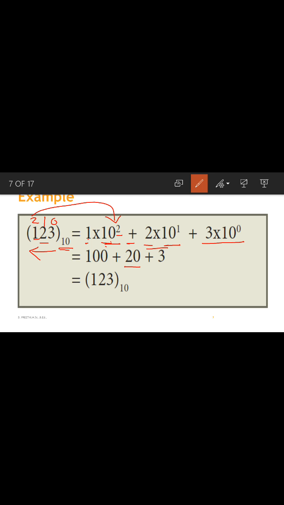The next is 3 into 10 power 0. 10 power 0 is 1, so 1 into 3 is 3. So the 3 will come here. Now we have to add all three numbers. So 100 plus 20 plus 3 is 123 to the base 10. Always we have to represent it with the base, so its base is 10. This is the decimal number system, and we are calculating within the decimal number system, so we get the same value.